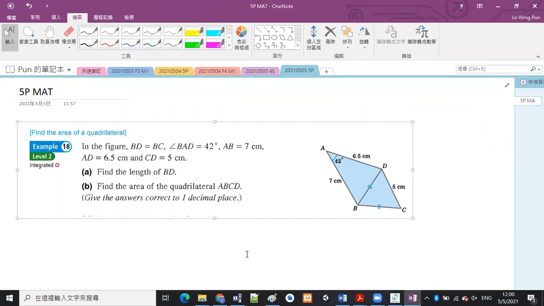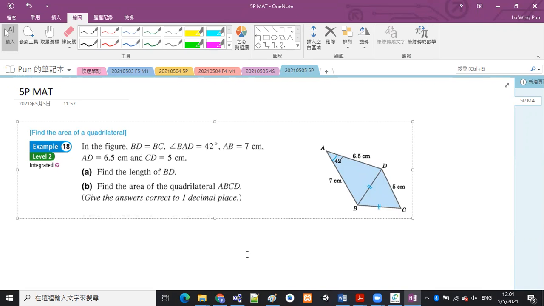Triangle BCD or BAD. Which one is better for us to do the calculation? BCD? Or BAD? I think BAD should be better because there is more information for us to use. We have 3 pieces of information in triangle BAD. So which formula are we going to use to find BD in triangle ABD? Is it cosine formula or sine formula?